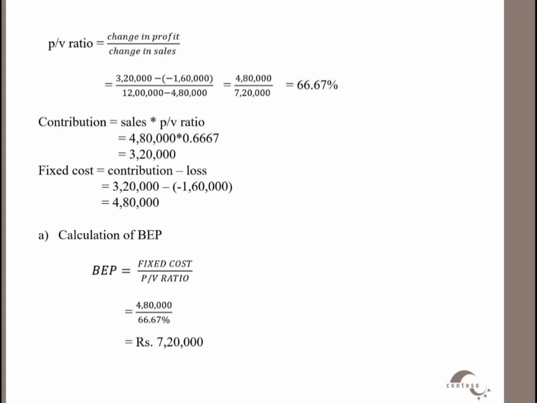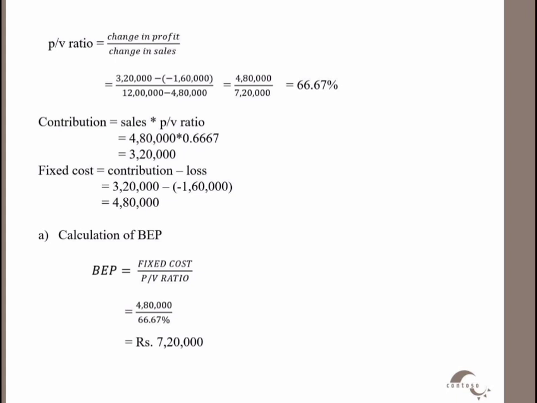So the PV ratio is equal to change in profit divided by change in sales. That is equal to 3,20,000 minus negative 1,60,000, that is equal to 4,18,000 divided by 7,20,000. That is equal to 66.67%. That is our PV ratio.